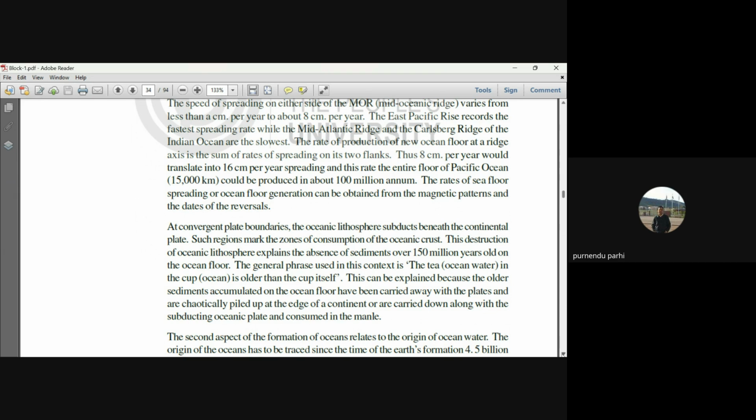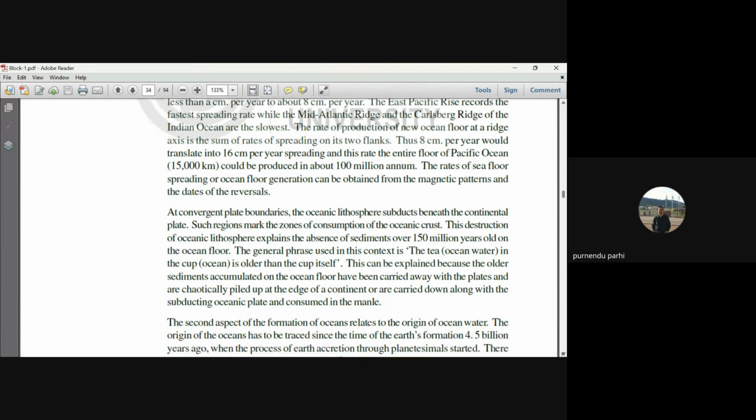This can be explained because the older sediments accumulated on the ocean floor have been carried away with the plate and are chaotically piled up at the edge of the continent or are carried down along with the subducting oceanic plate and consumed in the mantle.